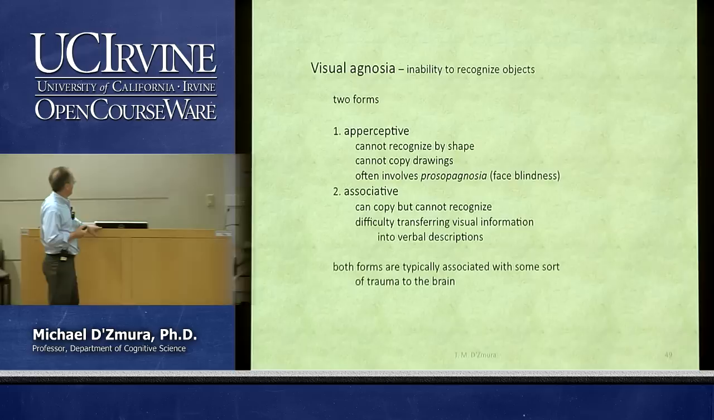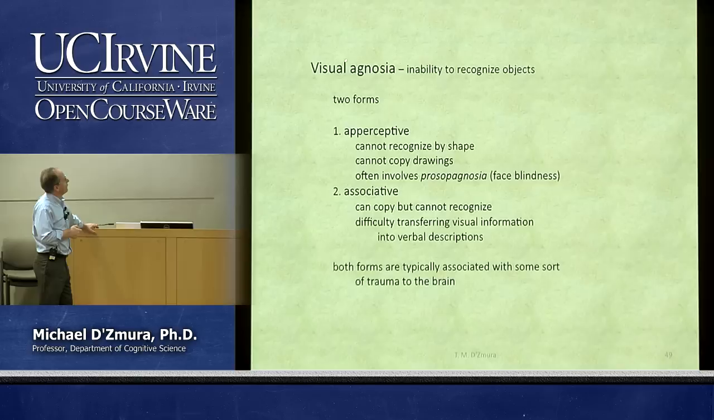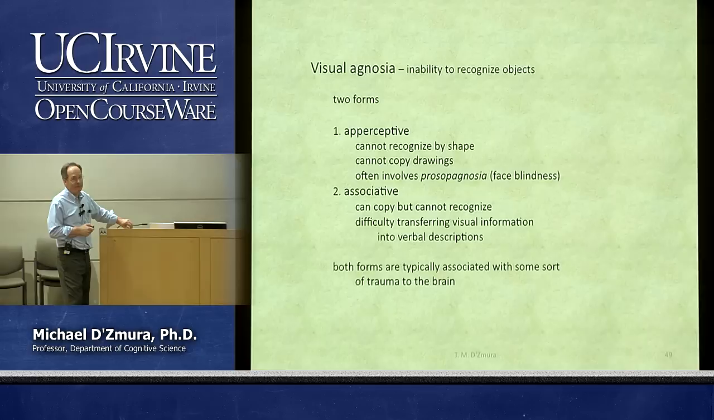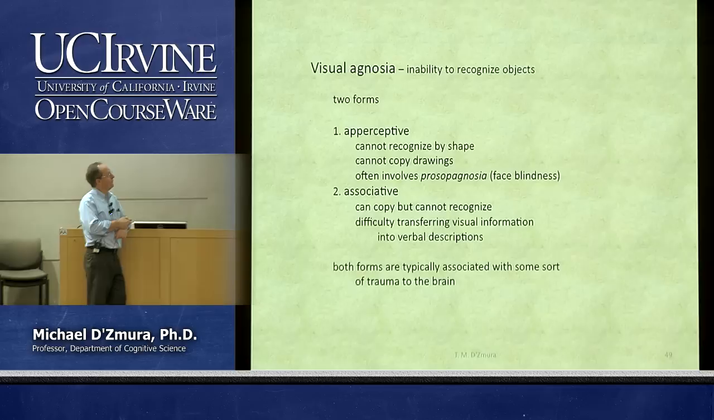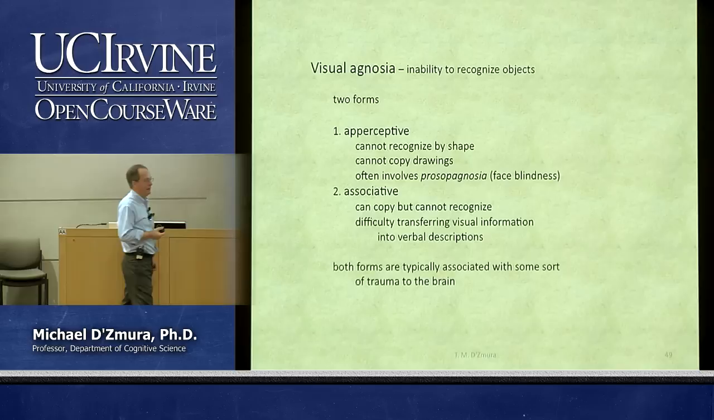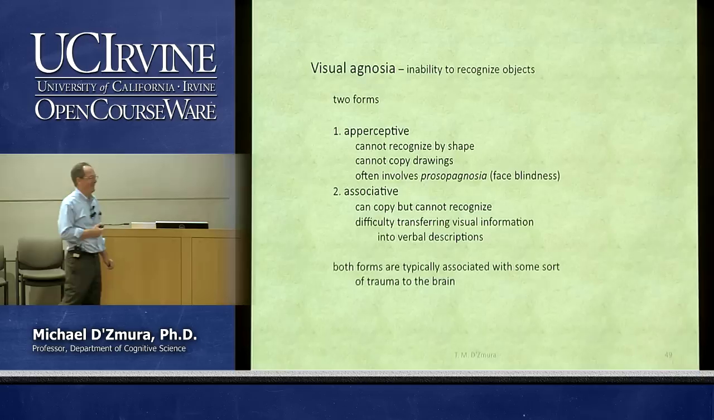So, when we get back to perception, it's important to note that there are people who are unable to recognize objects and so suffer from visual agnosia. And we should note that there are two forms of visual agnosia. First, apperceptive agnosia: they cannot recognize by shape and cannot copy drawings. Such people often have prosopagnosia, which is face blindness. They will effectively look you right in the face. They will not see your face. They see something, but it's not your face. They're unable to recognize a person from their face.